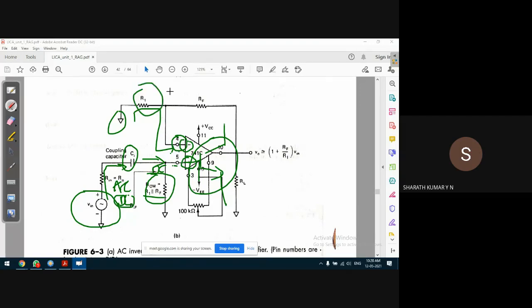It is a parallel combination of R1 and Rf. Why is it a parallel combination? Last class we discussed, because this point is ground, there is 0 volts. So R1 and Rf act as a parallel combination, and this equivalent resistance should be equal to the parallel combination of R1 and Rf.